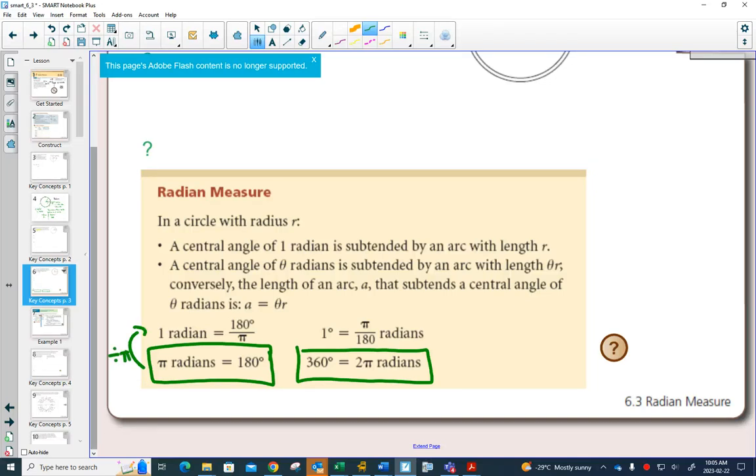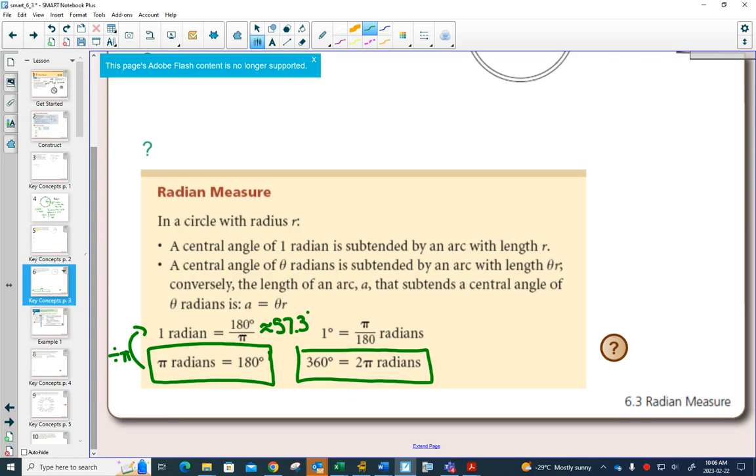I'd have to divide by pi. So if I divide this side by pi, in order to keep it equal, I'd have to divide that side by pi. And we get 1 radian is exactly 180 degrees divided by 3.14. Our definition before was a little less than 60. If we type 180 divided by pi into our calculator, a little bit less than 60, it's approximately 57.3 degrees.